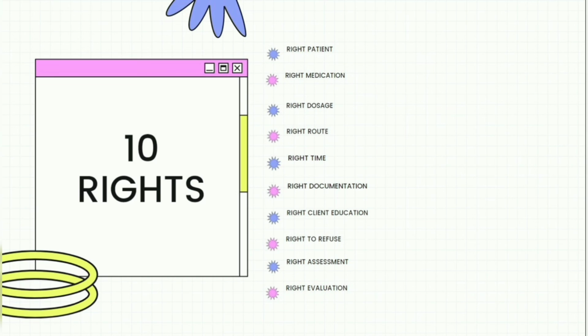Give the client enough autonomy to refuse the medication after thoroughly explaining the effects. Patients may refuse treatments for many reasons, including financial concerns, fear, misinformation, and personal values and beliefs. Exploring this reason with the patient may reveal a solution or a different approach. Next is the right assessment.